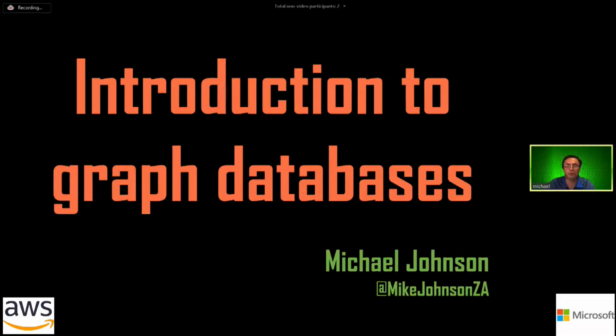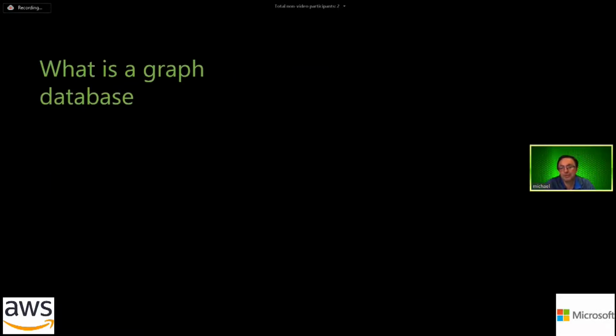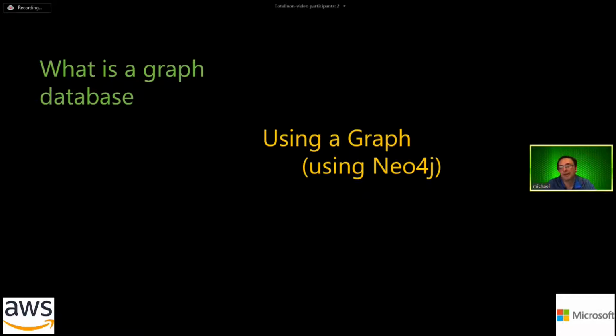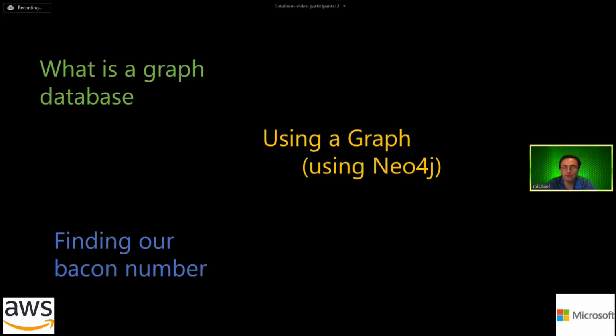So just what we'll be looking at today. Well, first we'll be discussing what is a graph database. It's slightly different to perhaps some of the other databases you've used before. Then we're going to have a look at using a graph database, and I'm going to use Neo4j, which is probably one of the more popular graph databases, but there are several other variations. And then we're going to look at finding out our Baker number, which is really the topic of this talk. And a quick hint, we're not going to solve for the Baker number per se.